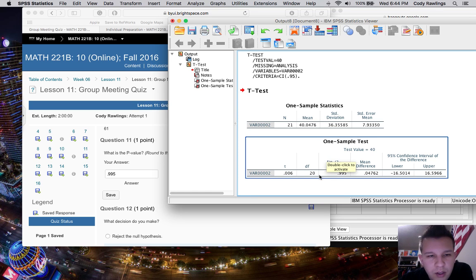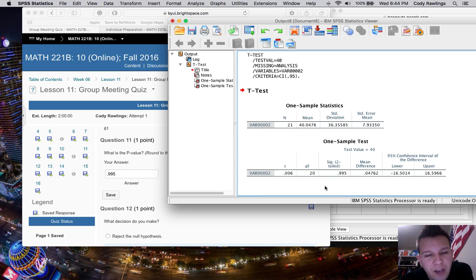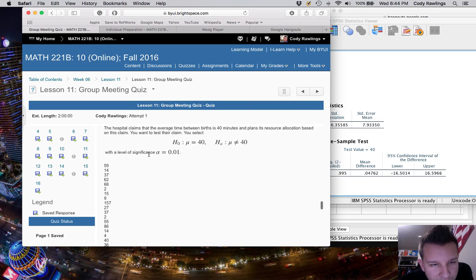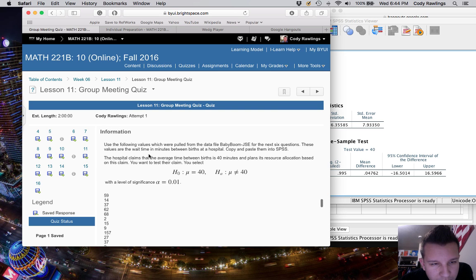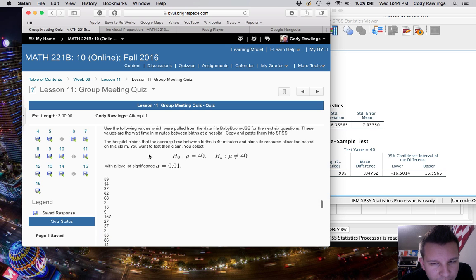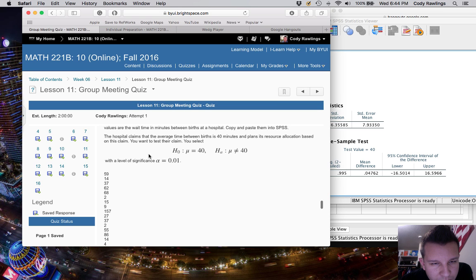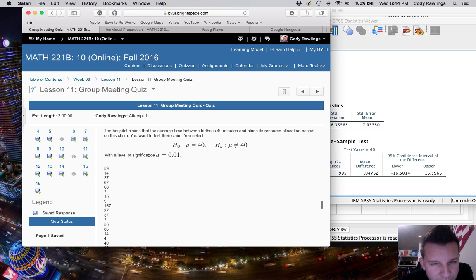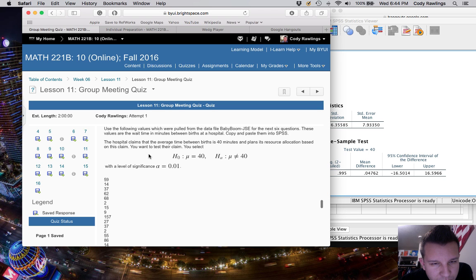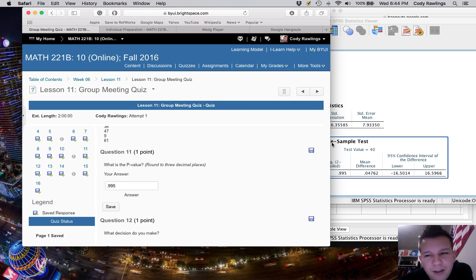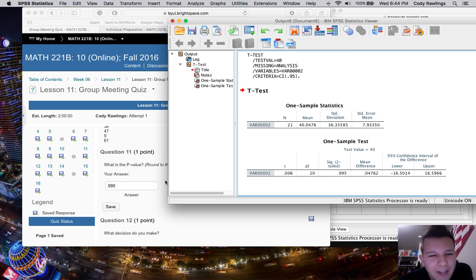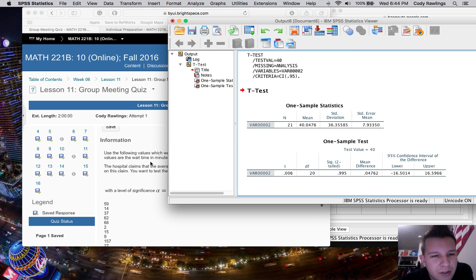Yeah. Okay. So for 11, I got 0.995. That's what you got? I got 0.498 because I divided it in half. I didn't know if I needed to, but I did. That looked right to me. I'm wondering if we needed to. It's hard to know if it was a 1-tailed or a 2-tailed.